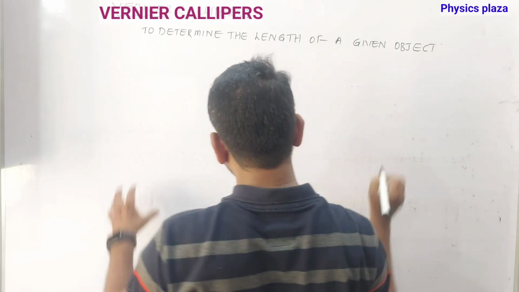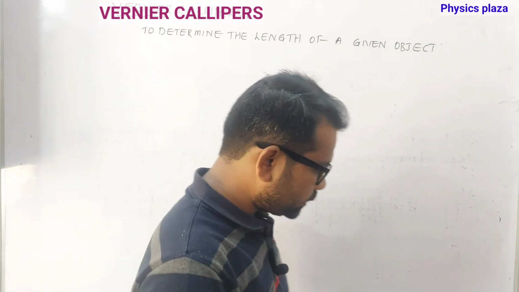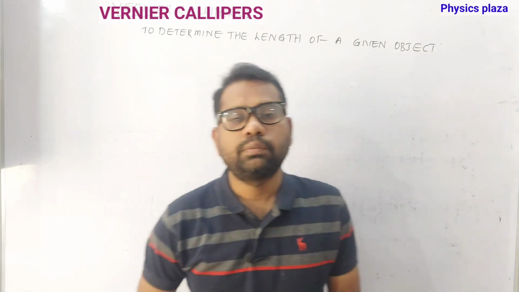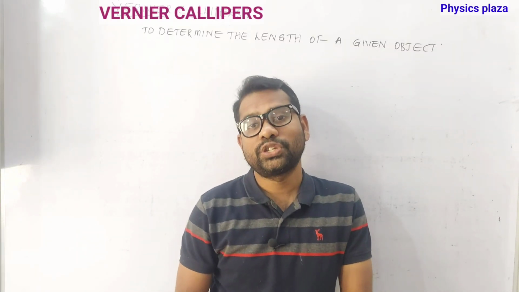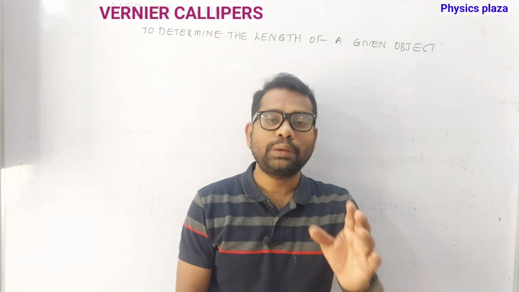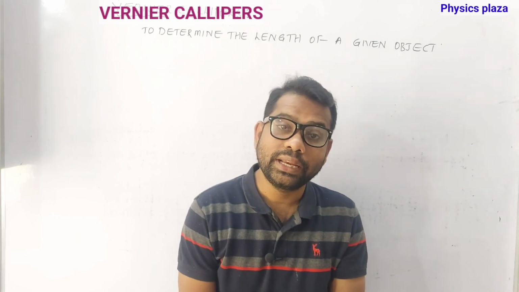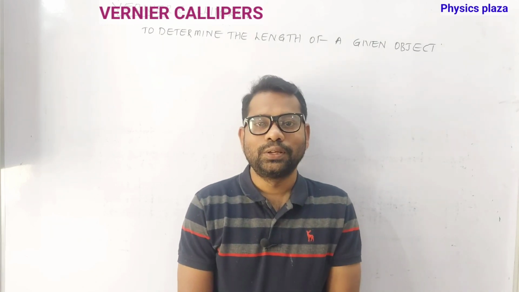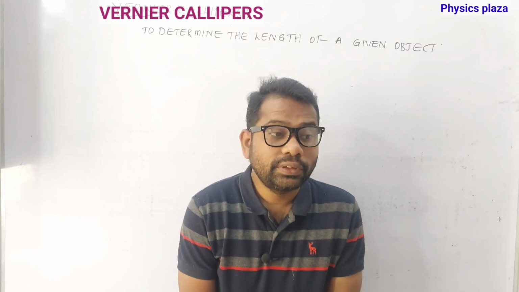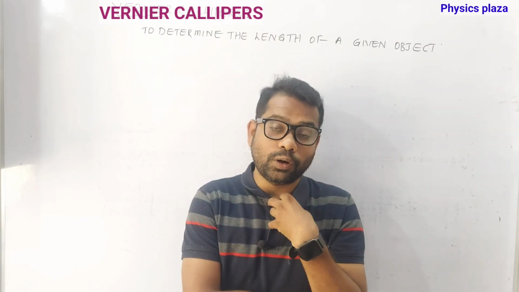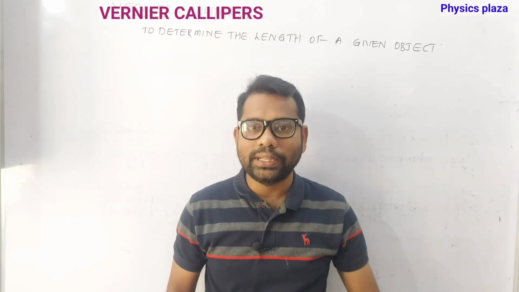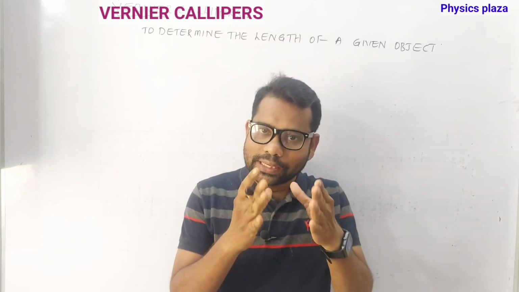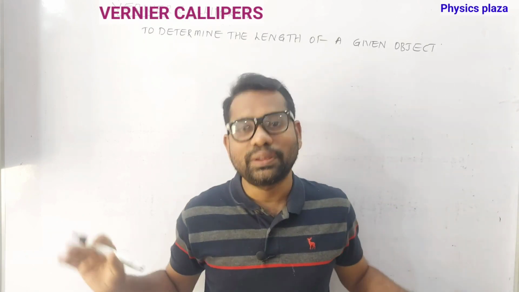But children, before going to actually calculate the length of any object, it may be length or inner diameter or external diameter, first we should check whether that particular vernier calipers has any zero error or not. So if you want to find whether it has a zero error or not and what type of zero error it is, first we should understand what is zero error. Children, from the examination point of view, this is very important.